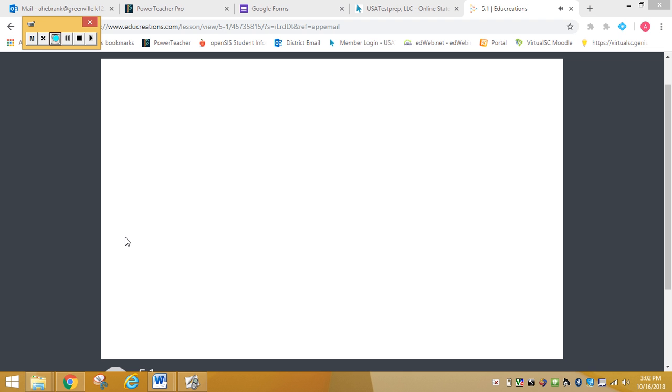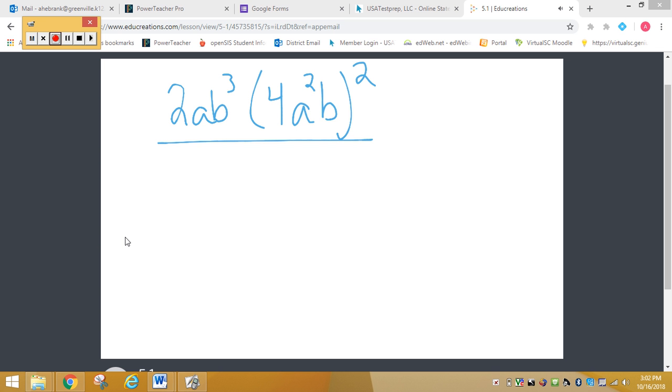Let's do one more, and then I'm going to move on to what's on the back of your worksheet. Let's do this. 2ab to the third times 4a squared b, I'm going to do all this squared, over 6, nope, where did I get an m from? 6a to the fourth, b to the, let's do 6.